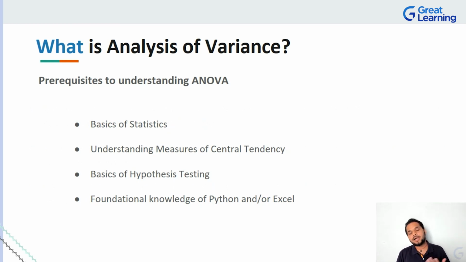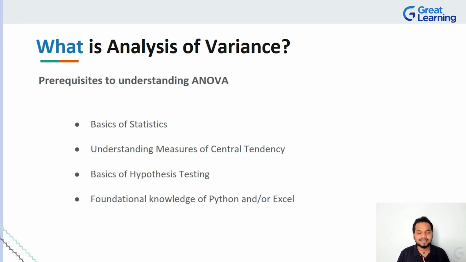Now, as I just told you, ANOVA is a really popular concept in statistics. So of course, you have to have a basic understanding of statistics. You need to understand how the world of statistics works. And more importantly, no one is going to ask you a question saying, hey, prove this theorem or prove how this works. What knowledge you require is that you need to know how to apply these concepts to get there, right? And then understanding measures of central tendency.